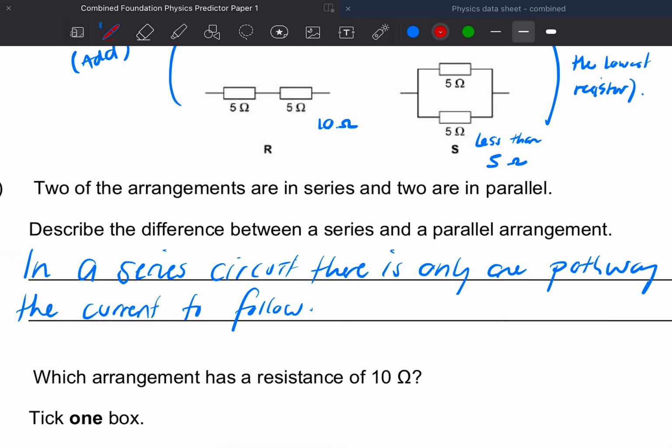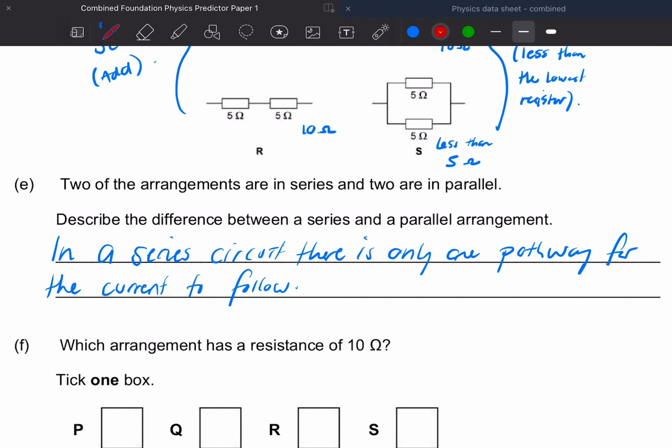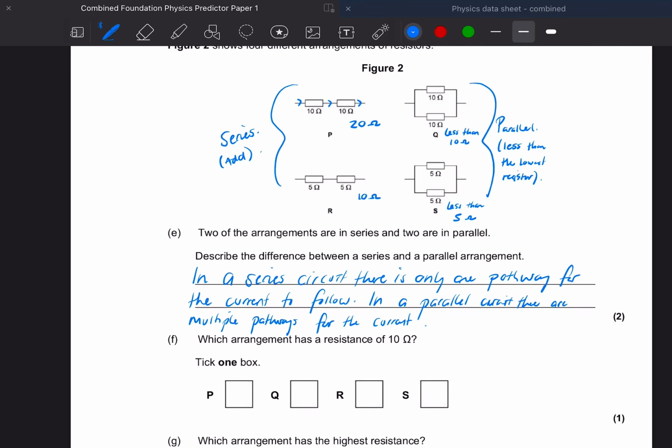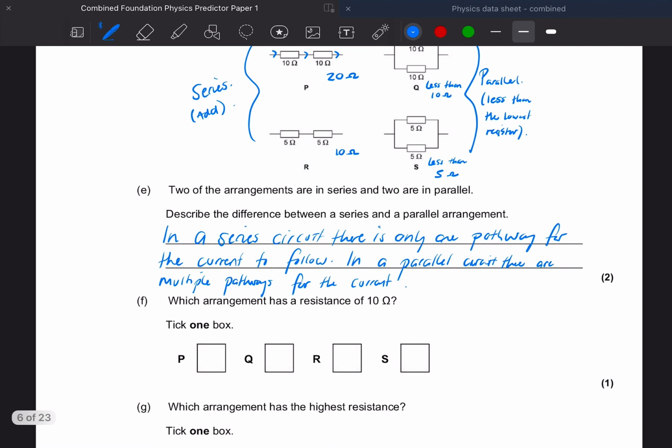So, describe the difference. So in a series circuit, there is only one pathway for the current to flow. And then we just say in a parallel circuit, there are multiple pathways for the current. So in this one, there's two pathways, but in a parallel, it can be any different amount of pathways, or we could call them branches.